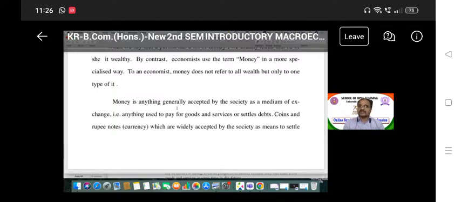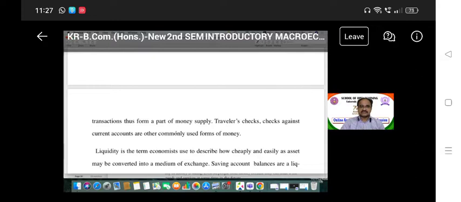Earlier we used different types of money, like silver coins, gold and other coins, before the independence period. Now we cannot accept them in exchange for goods and services. What is exchange for goods and services? We have to give money to purchase goods and services. If the producer accepts your money in the market, only then can you say that it is money. If they cannot accept it, that means it is not legally accepted. For example, coins and rupee notes are widely accepted by society as a means of settling transactions, and thus form part of the money supply.